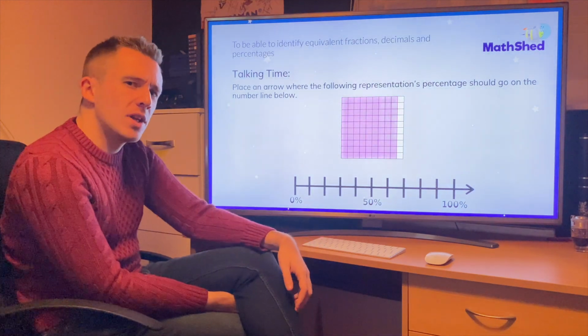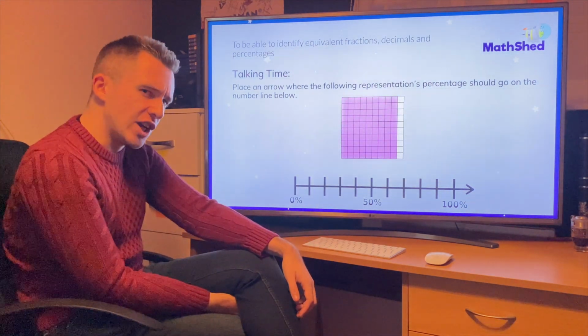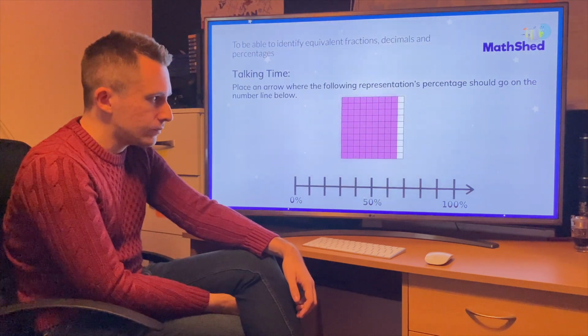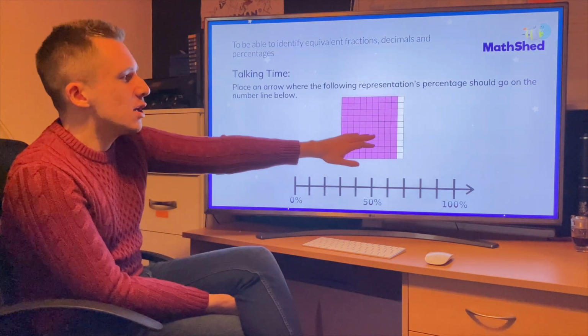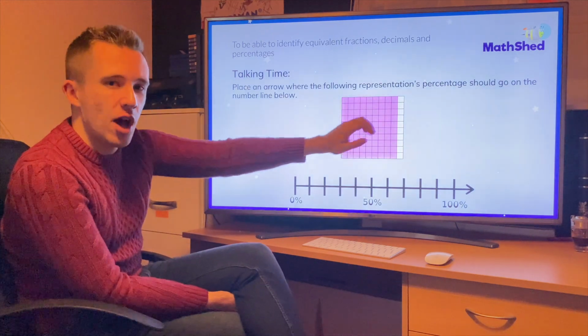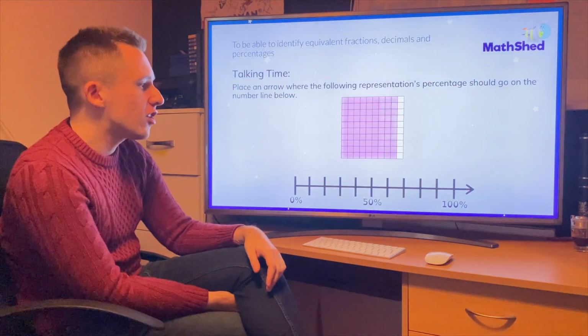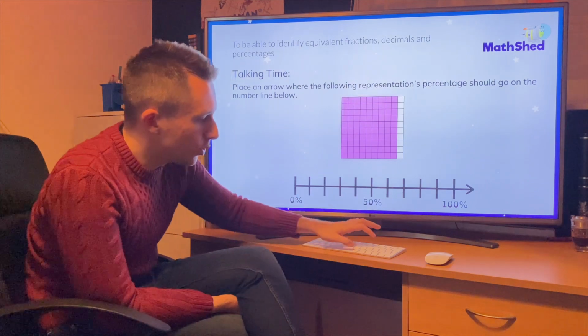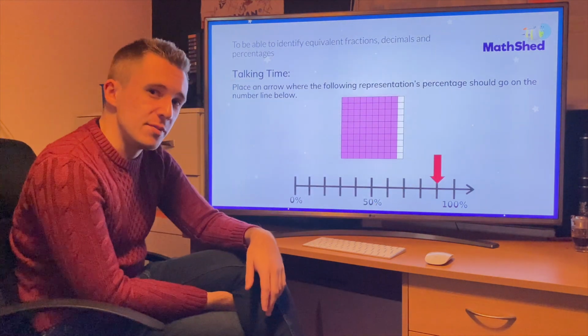Have a look at this one then. Where do you think the arrow is going to go? So I can see that 90 out of 100 are shaded in. So my arrow is going to go right next to the 90%.